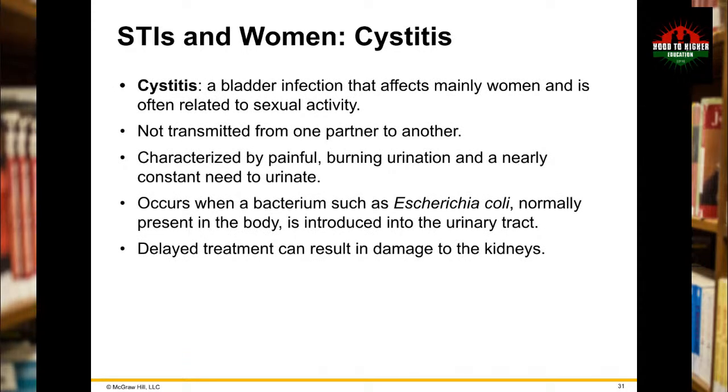Cystitis. Cystitis is a bladder infection that affects mainly women and is often related to sexual activity, not transmitted from one partner to another. This is characterized by painful burning urination and a nearly constant need to urinate. It occurs when a bacterium such as Escherichia coli, normally present in the body, is introduced into the urinary tract. Delayed treatment can result in damage to the kidneys.